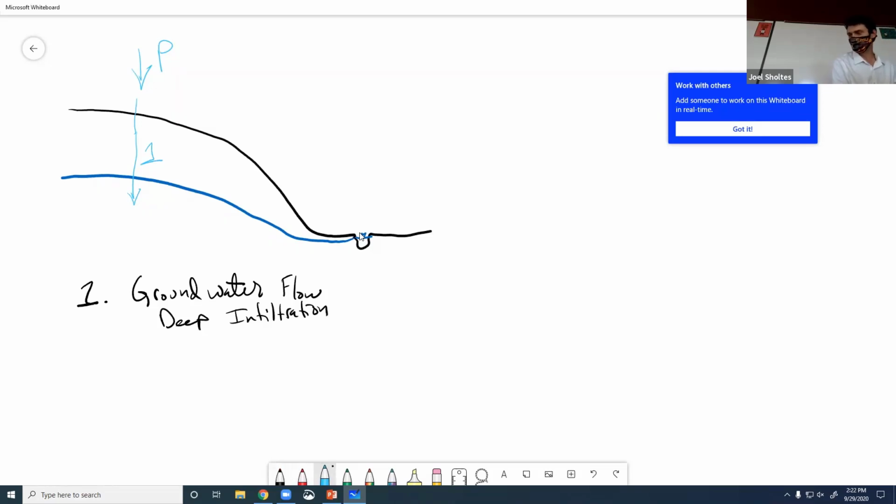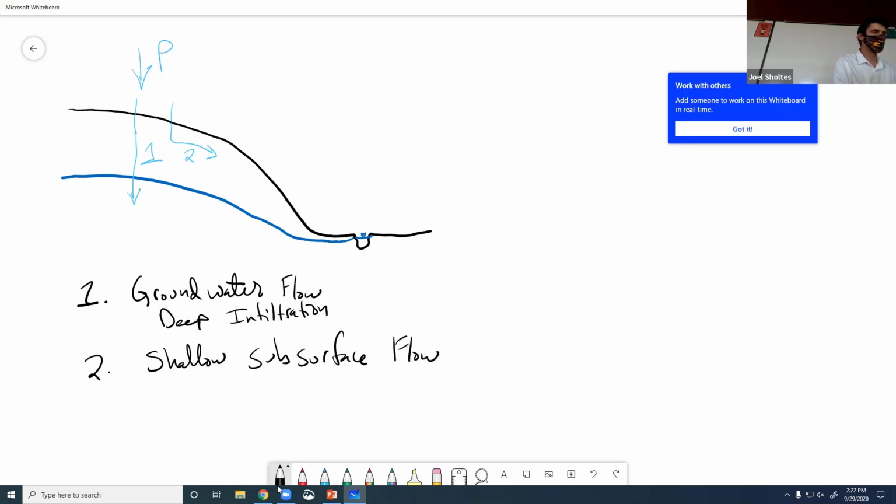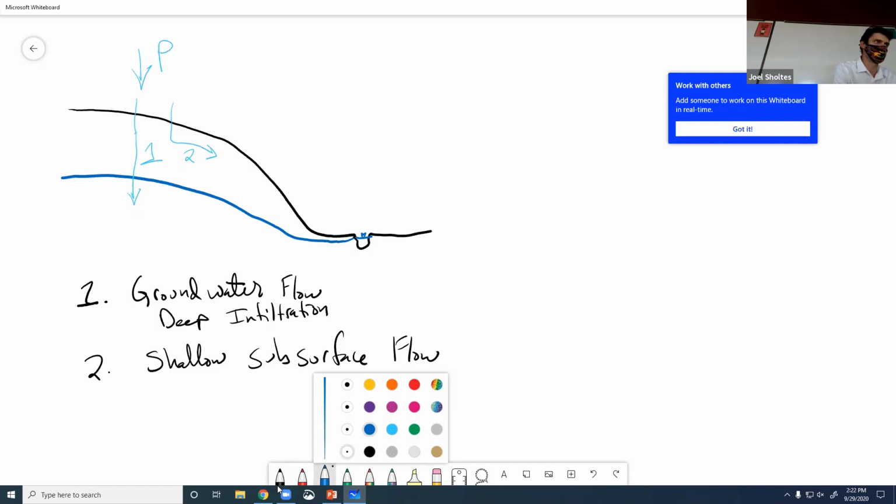We could also have it go into the soil and start to make its way downhill. We'll call that number 2, which is known as shallow subsurface flow. And in order for water to flow horizontally like this, the water table needs to be much higher. So we have to actually intersect. We'll just say saturated conditions.